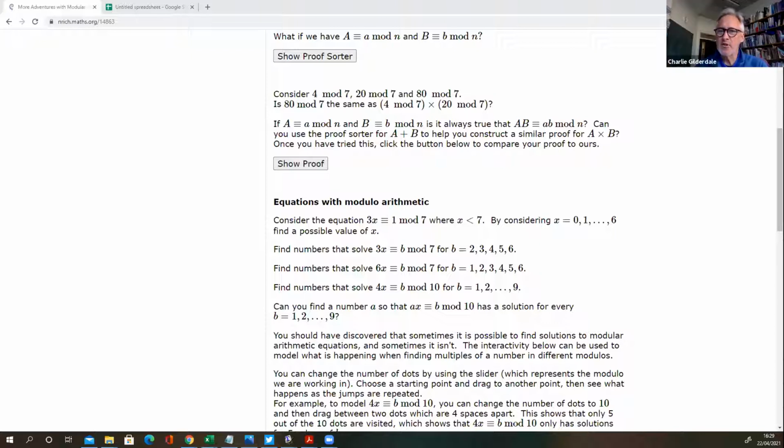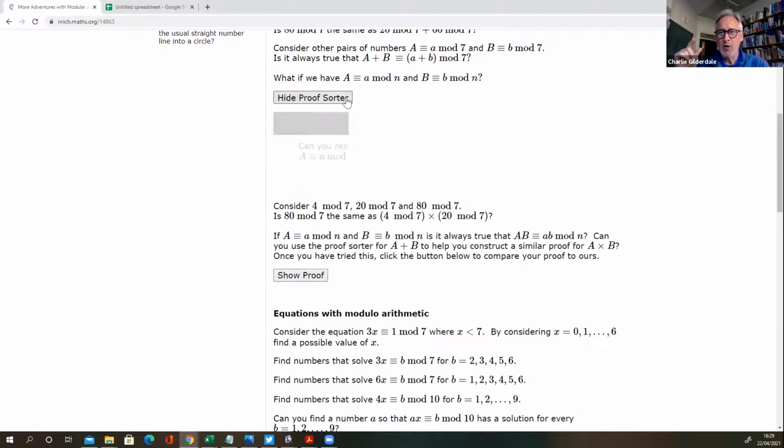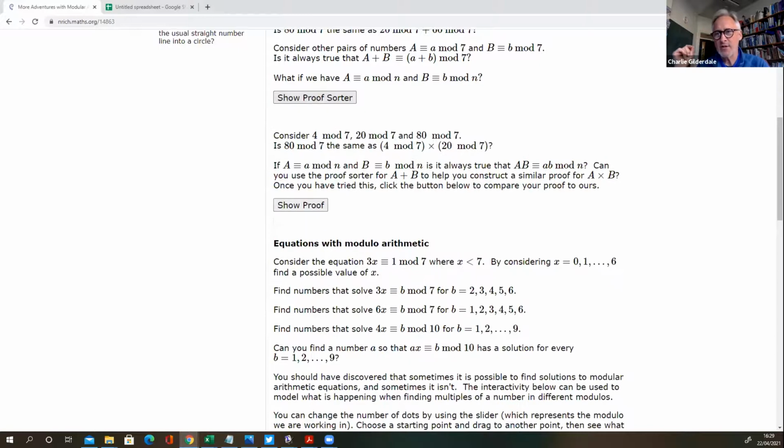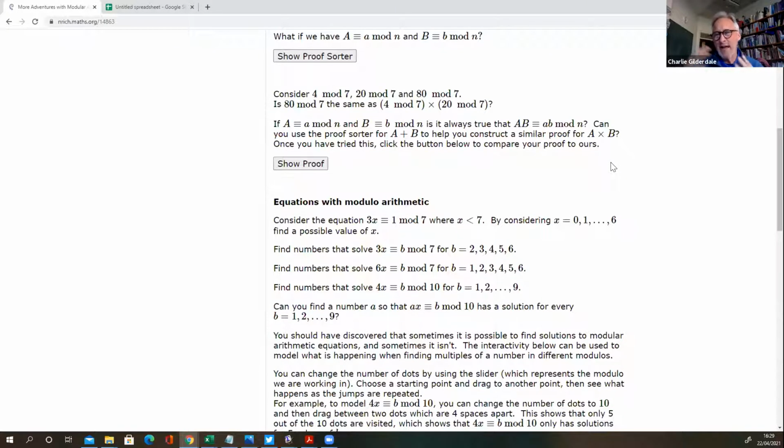Yes, I'm imagining some students might look at the proof sorter and use that as the model for how to lay their proof out for the multiplication. And like you said earlier, we're trying to introduce setting out a proof in as rigorous a way as possible. So hopefully the second part, where they've got to produce the proof themselves, is slightly more accessible because we've offered them the proof sorter initially.